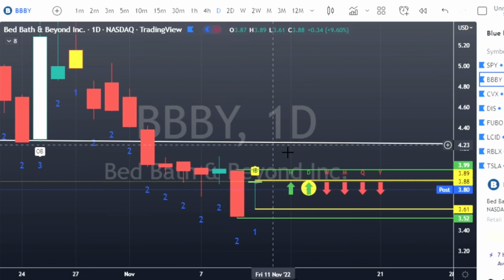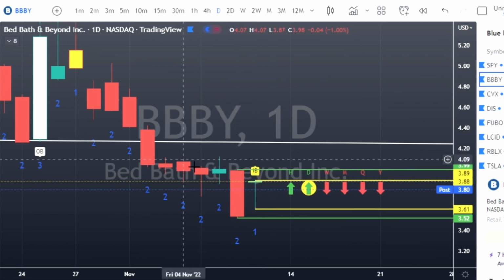Speaking of TradingView, that's what this screen is that you see right here. This is TradingView. So this is what I use to chart and basically put these videos out for you guys, but it's how I draw my triggers and my targets, and I go through every stock every single day. This is what I use.